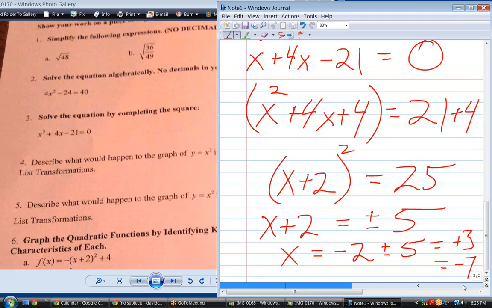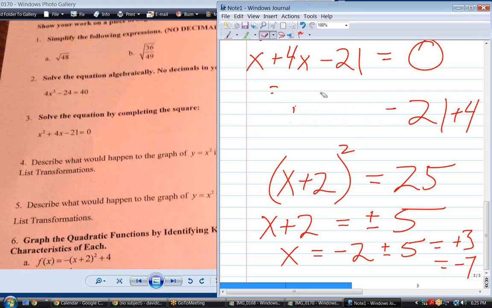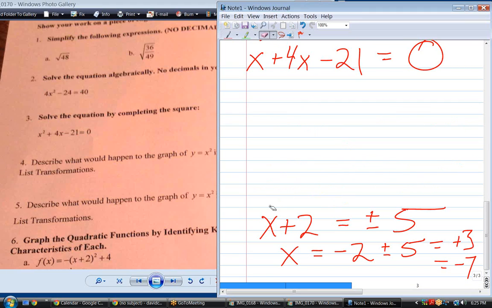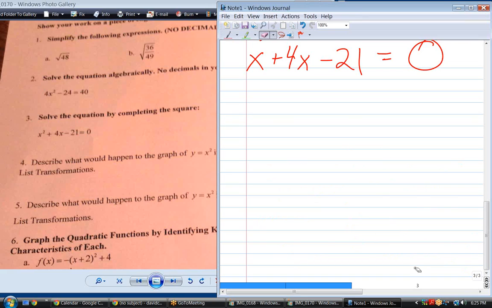Let's do one more completing the square. Only because completing the square is a pretty big task. It's something you definitely have to know, and me just showing you how to do one isn't the way to learn it. The way to learn it is to have you do some. This time I'm going to make that, say, minus 22.